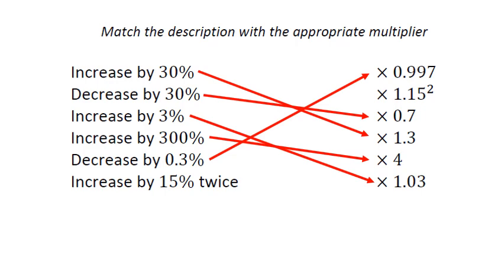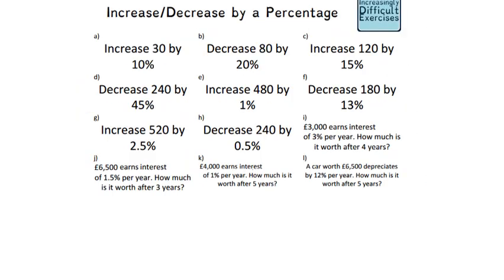Increase by 15% twice. You'll notice that if you do multiply by 1.15 and then multiply by 1.15 again, what you find is you don't get the same as if you just multiply by 1.3. Increase by 30% and increase by 15% twice are different things. They have a different effect, and that's because the second time you apply the 15% increase, you're applying it to a slightly bigger number. So you get interest on the interest that was already paid. That's essentially what's happening. And we'll look at that in more detail soon.